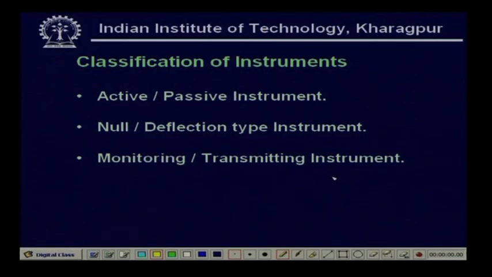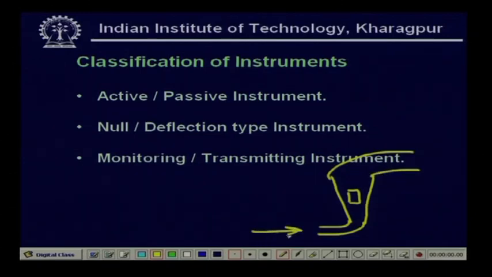It has a shape like this, a vessel, and there is a float or bob. Liquid is flowing through this and going out. The bob will move up and down, and these positions of the bob can be calibrated in terms of the flow. So, this type of instrument is only a monitoring instrument, you cannot say it is a transmitting instrument.